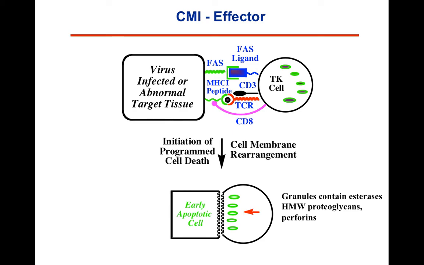which is basically the destruction button of the cell, in which there's like ten, nine seconds and counting before you're destroyed. Now these granules that are dumped on the surface contain esterases, proteoglycans, and a molecule we're going to see a little bit later, perforins.